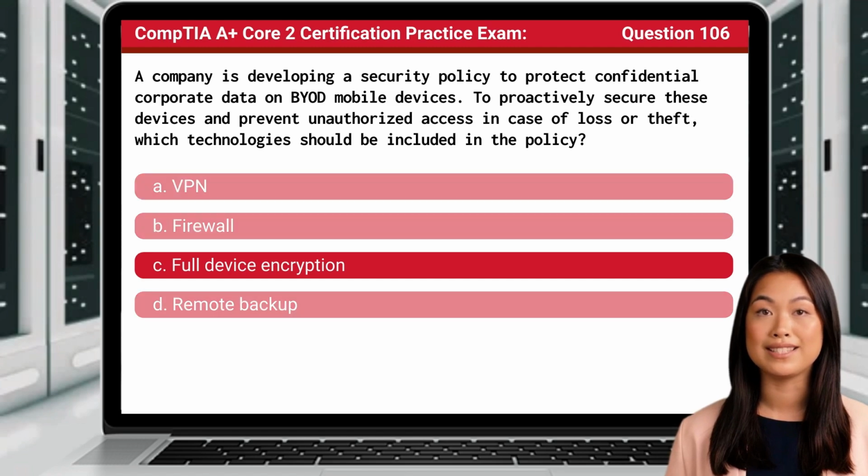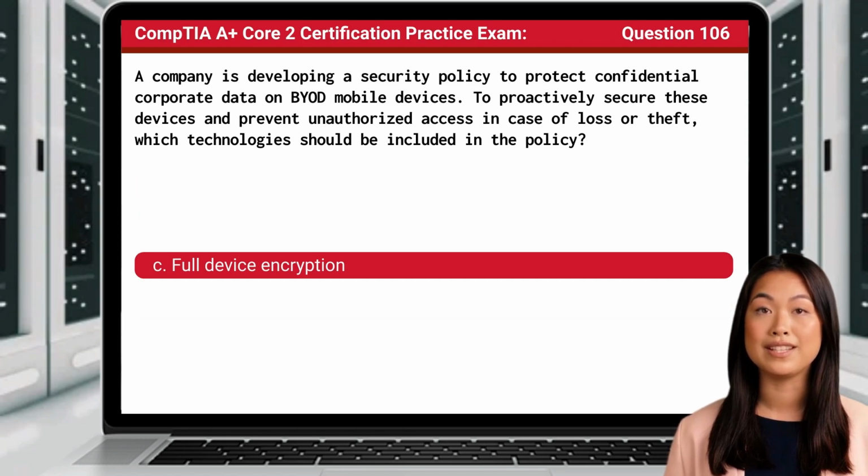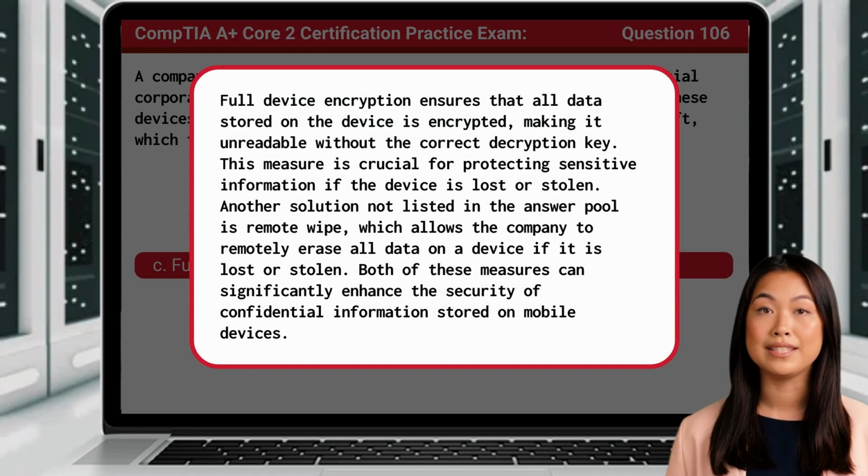The answer is C. Full device encryption. Full device encryption ensures that all data stored on the device is encrypted, making it unreadable without the correct decryption key. This measure is crucial for protecting sensitive information if the device is lost or stolen. Another solution not listed in the answer pool is remote wipe, which allows the company to remotely erase all data on a device if it is lost or stolen. Both of these measures can significantly enhance the security of confidential information stored on mobile devices.